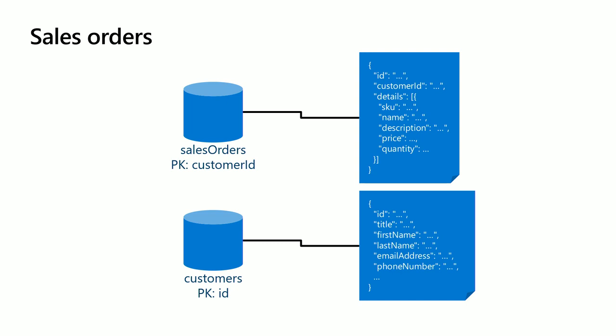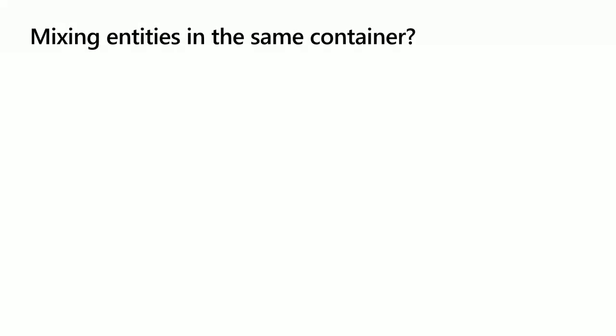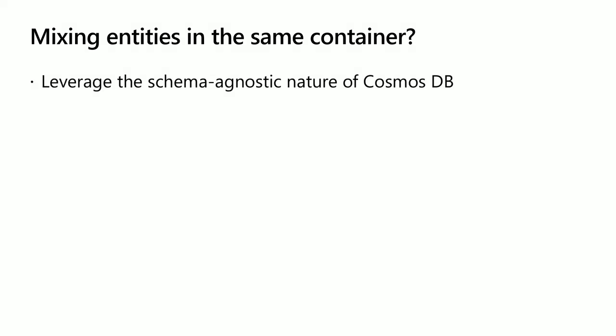Is this going to hurt your brain? So mixing entities into the same container, first clarify that this is something that is technically possible because we leverage the schema-agnostic nature of a document database like Cosmos DB. You don't have to define any kind of schema, and you can write any shape of JSON that you want. We will just happily ingest it and index everything.